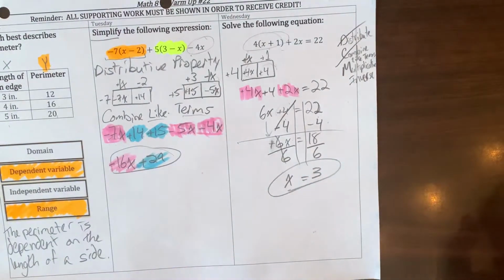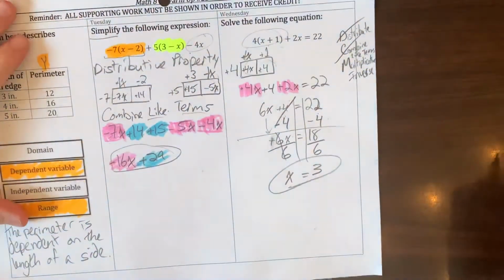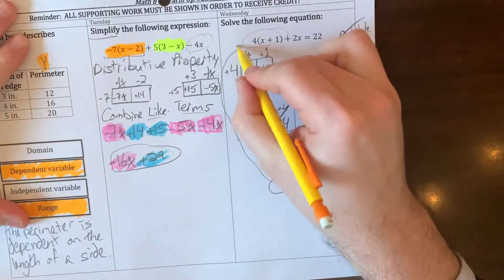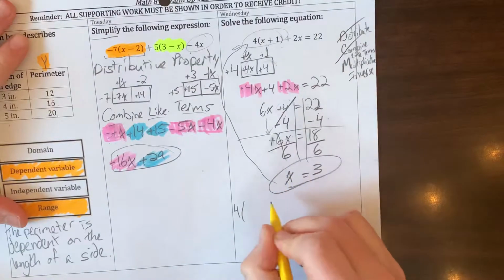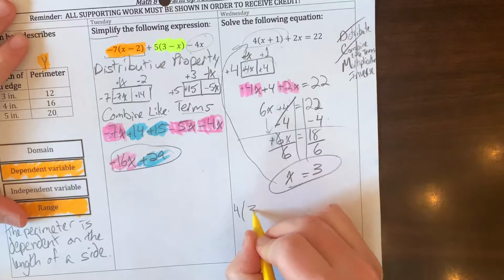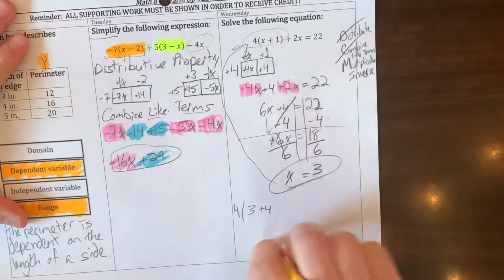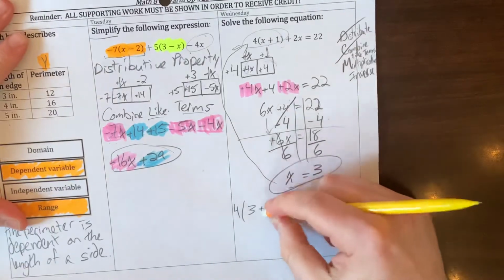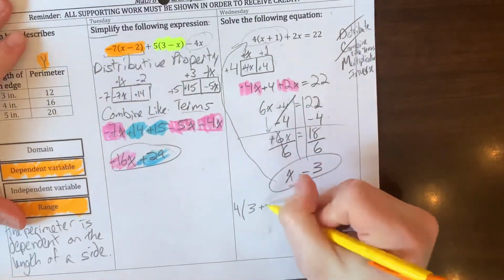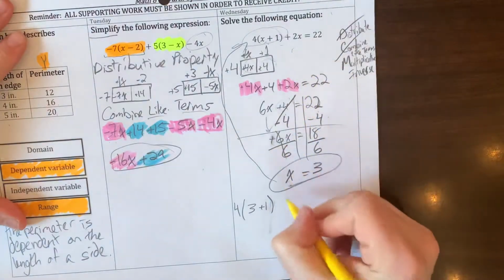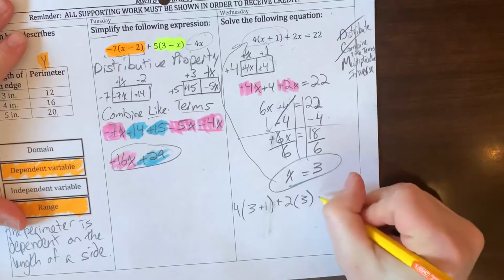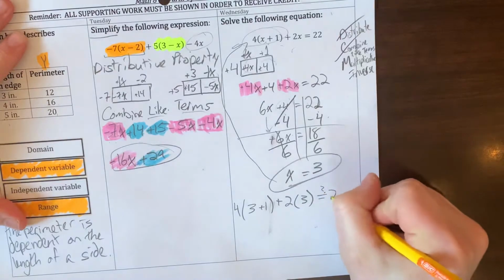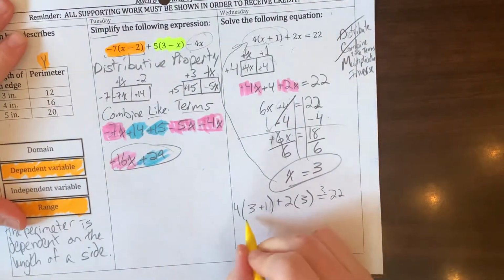To be able to check, I can substitute this back into my original equation. So I can say it like this. I would say, all right, 4 times, instead of an x, I now have 3. So I have 3 plus 1. And I have plus 2 times an x, which is 3. We're saying, is that equal to 22? Well, if I calculate carefully, it should be correct.